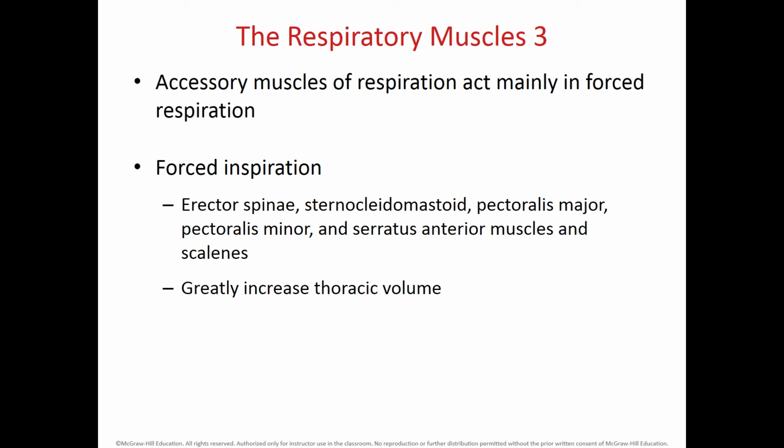During forced inspiration, we can also use the erector spinae muscles, the sternocleidomastoid muscles, and the pectoralis major and minor. We can also use the serratus anterior, and together they help to expand the thoracic cavity, so you increase the thoracic volume. So the accessory muscles of respiration are used in forced respiration, as when you are doing exercise or when you are being chased.